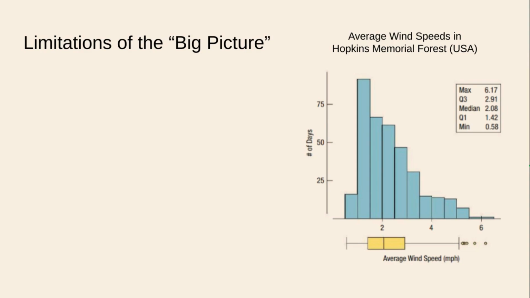Okay, now we are into the bulk of the lesson here. We're going to be talking about a graph concerned with the big picture of a scenario and talk about what it does well and also talk about its limitations, right? So here we have the average wind speeds in Hopkins Memorial Forest, that is in the USA. Very good. We have a 5-number summary over here, and we have our histogram and box plot.